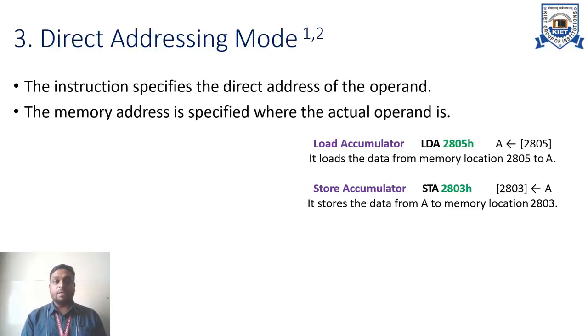Next is direct addressing mode. The direct addressing mode consists of instructions in which the address of a memory location is specified. Here is an example of load accumulator. The instruction is LDA 2805H. In this, 2805 is the memory location from which the content has to be loaded into register A. Another example is STA 2803H. STA stands for store accumulator. 2803 is the memory address and H specifies the hexadecimal number.